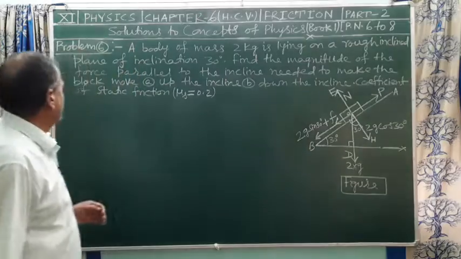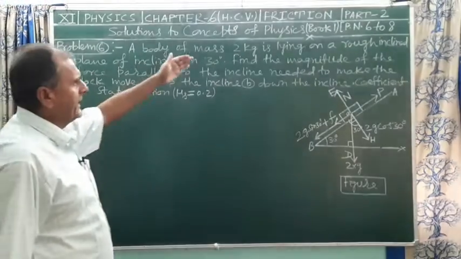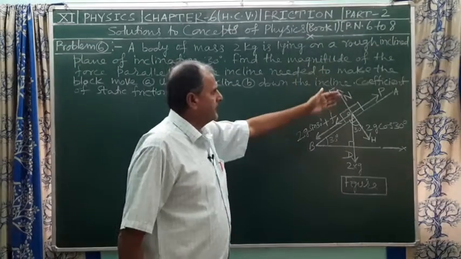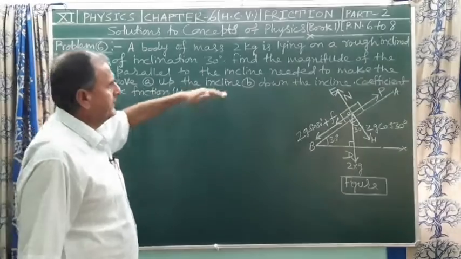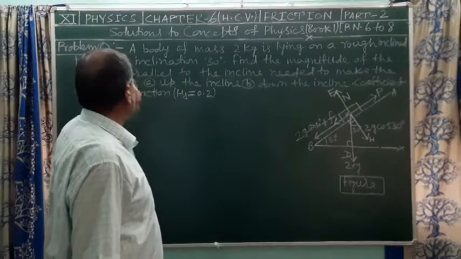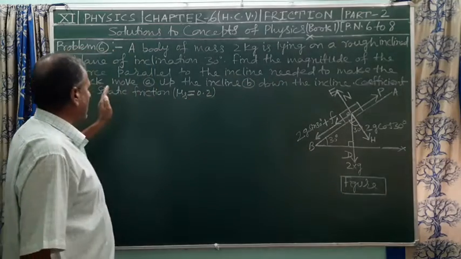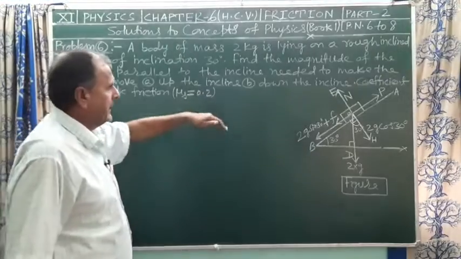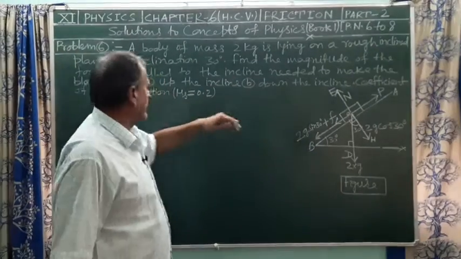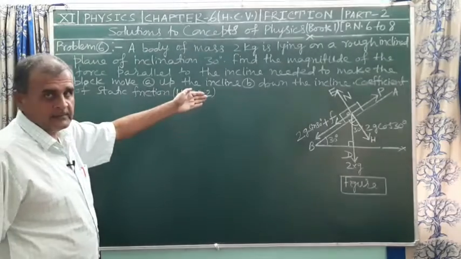First of all, problem 6. A body of mass 2 kg is lying on a rough inclined plane of inclination 30 degrees. Find the magnitude of the force parallel to the incline needed to make the block move, part A, up the incline and part B, down the incline. Coefficient of static friction mu s is equal to 0.2.